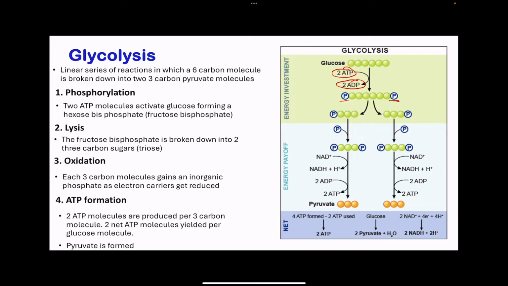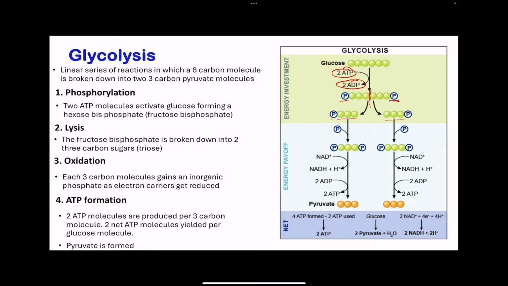Then the next step is going to be lysis, in which the 6 carbon molecule is going to be broken down. We produce a 3 carbon that is phosphorylated on one side and a 3 carbon phosphorylated on the other side. Then some inorganic phosphate is going to be delivered. This is not from ATP, but it's going to be delivered, and the end that was not phosphorylated is going to be phosphorylated. Phosphorylation makes organic molecules to be activated in order for them to participate in certain reactions.